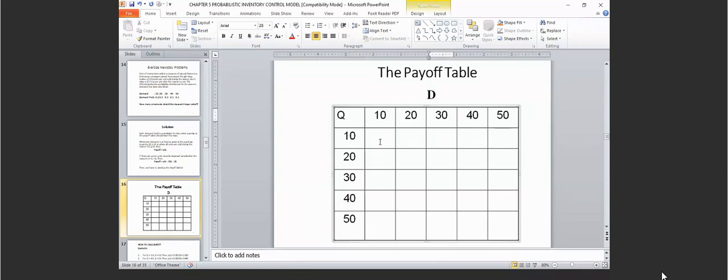So we start with the first cell here, and we make the assumption that we already ordered a quantity of 10 units from our supplier, and the expected demand will also be 10 units. So in this case, we are able to sell all the ornaments, 10 units, to our customer.